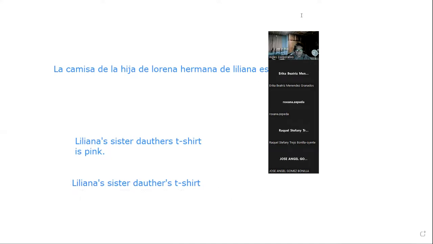No, yo quedé perdida. Es que esta oración está muy difícil. Es una oración que no la van a ver muy seguido. Es una oración que solo la vemos aquí en el país, como cuando vamos a comprar tortillas. La hermana de la hija de la tía. Exacto. Es que en español es algo confuso. Igual, si nosotros lo dijéramos como la camisa de la hija de la hermana de Liliana, tendría más sentido. Por eso sería Liliana's sister daughter's t-shirt is pink. Pero es una forma de decirlo.